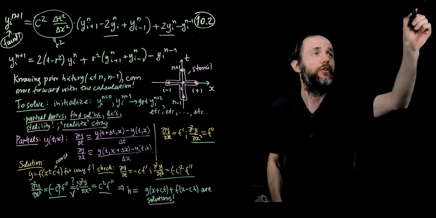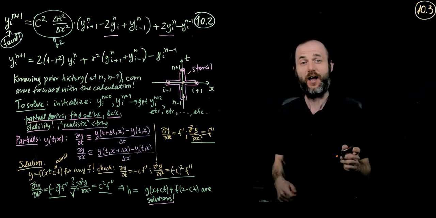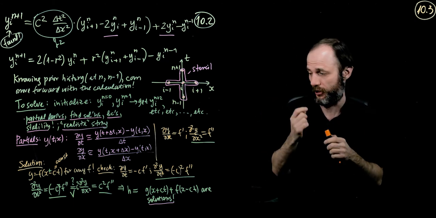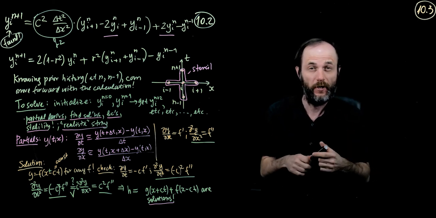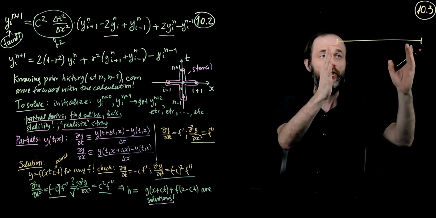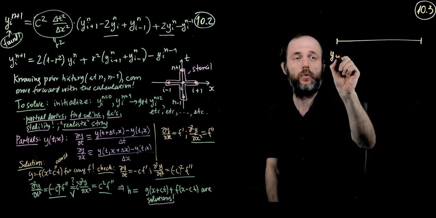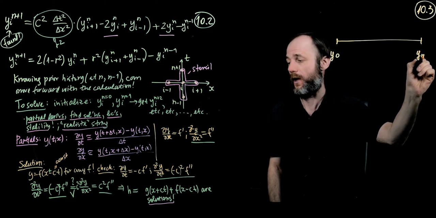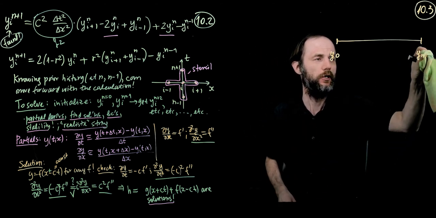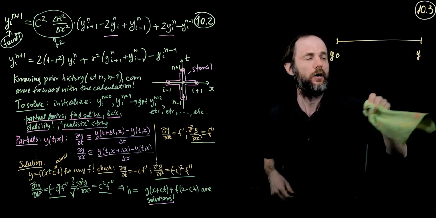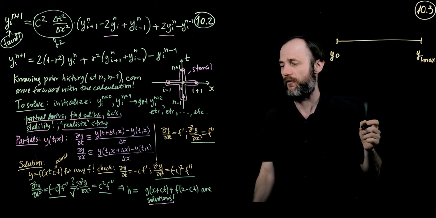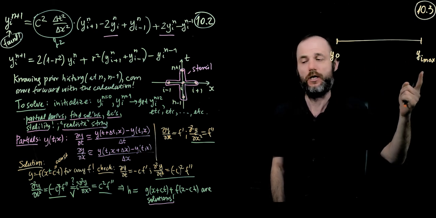Hello, and welcome to part 3 of lecture 10, where we are going to start with the discussion of the boundary conditions. So what is a boundary condition? Well, if we have a string like that with two ends that we will denote with y0 and yn. N is a bad number because it's used for time. So let's denote it with yi max.